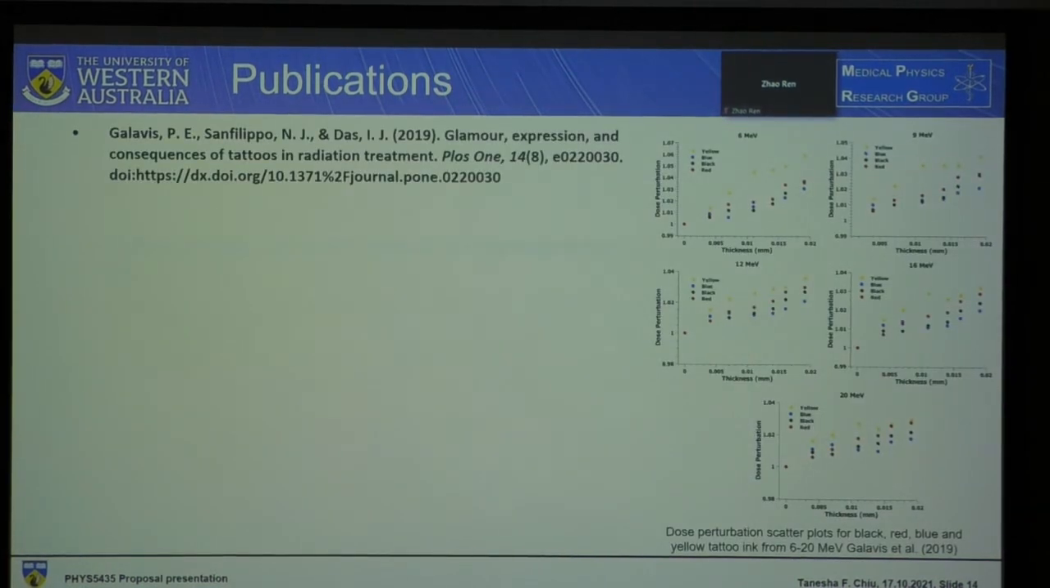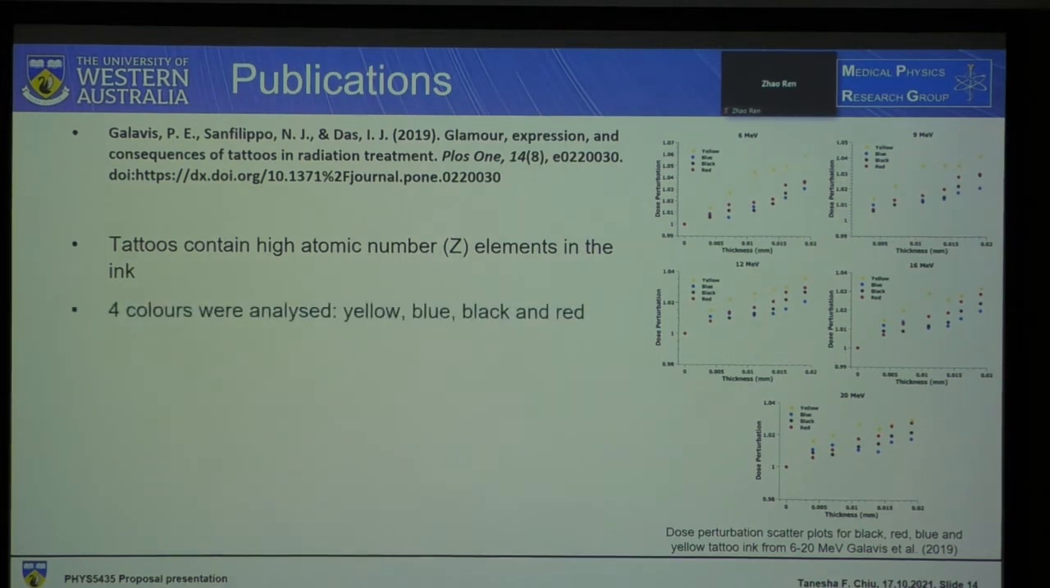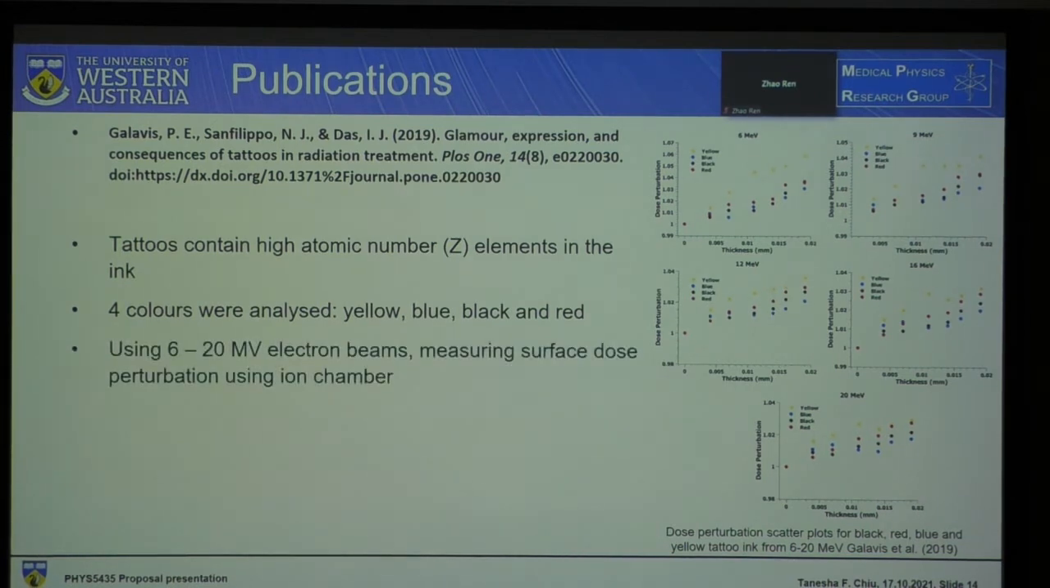The next publication summarizes tattoo dose. So for tattoos, which contain high atomic number elements in the ink, it would be interesting to analyze what is actually causing the skin dose. So here they analyze 4 colors: yellow, blue, black, and red. They used 6 to 20 MV electron beams, measuring surface dose perturbation with an ion chamber.